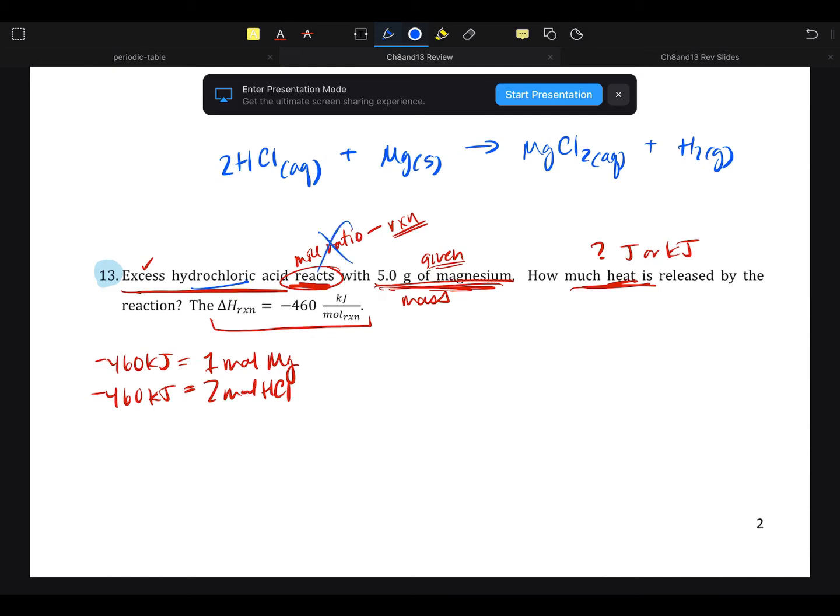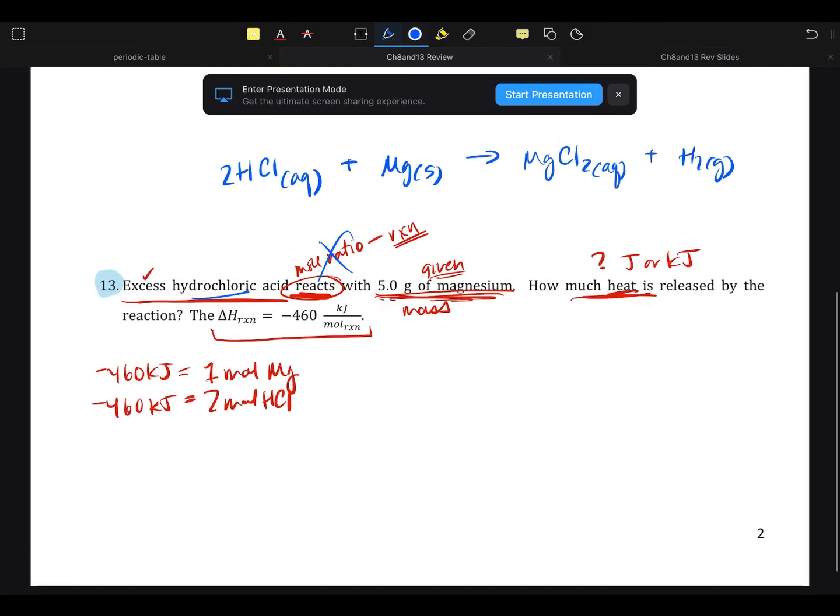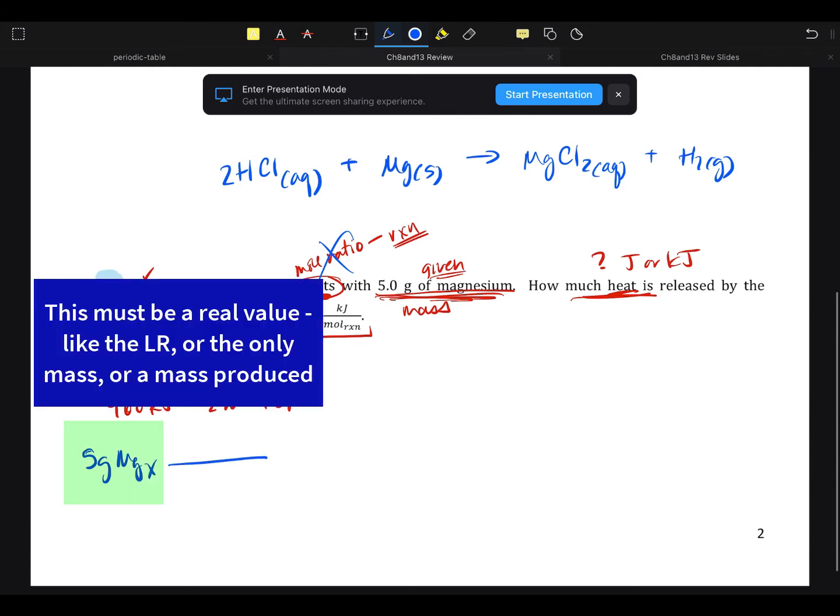Nope, not this time. All right, so we'll take our 5 grams of magnesium and molar mass, because that was our first step, so molar mass of magnesium to get to moles of magnesium.